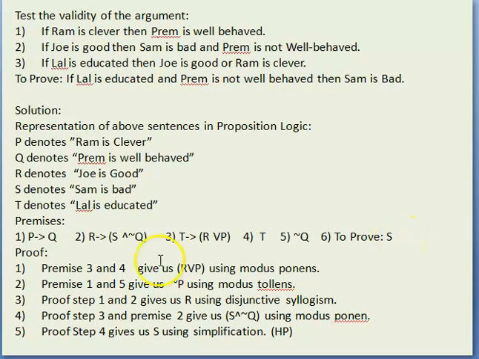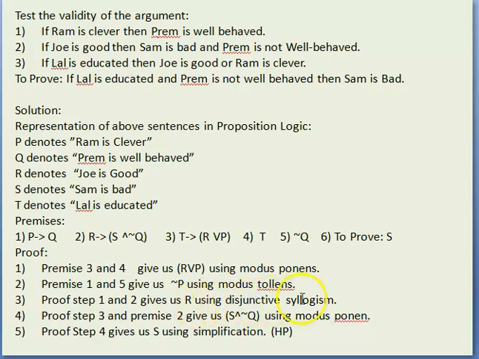is true. So, how will we do this? Using premises 3 and 4. Premise 3 says T implies R or P, and 4 says T is true. Using modus ponens, we will get R or P is also true. Then using premises 1 and 5, P implies Q and negation of Q, using modus tollens, we get negation of P is true. Then with proof steps 1 and 2, using these two, we will get that R is true.